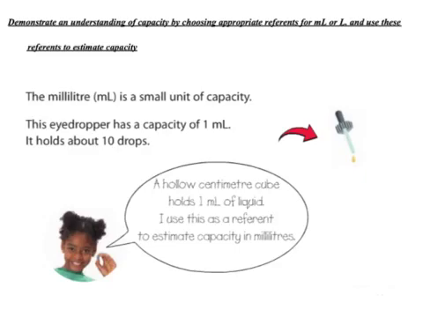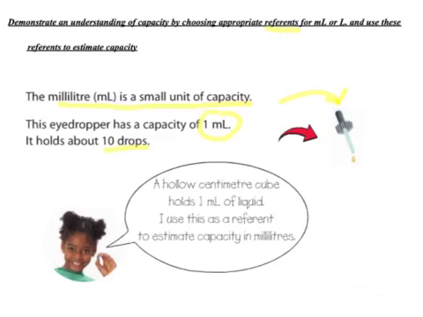All right, we've discussed a little bit the reference already for a liter. Now we'll talk a little bit about a milliliter. The milliliter is the smallest unit of capacity. An eyedropper has a capacity of 1 milliliter, so an eyedropper that you might use for medication, for example. It holds about 10 drops, so about 10 drops would be 1 milliliter.